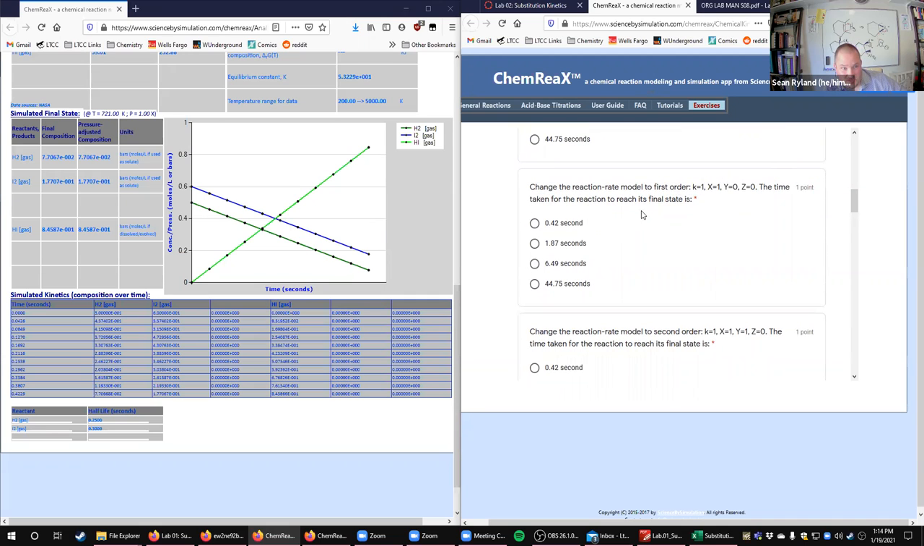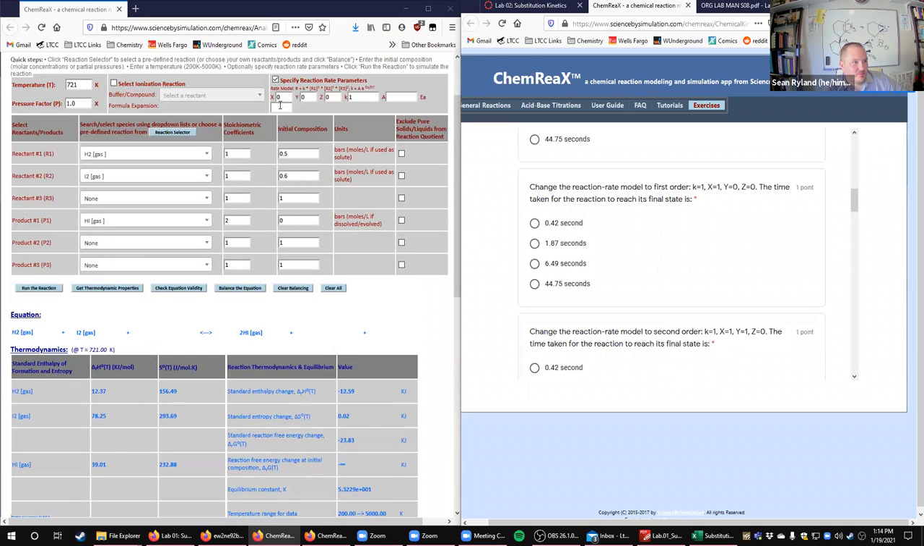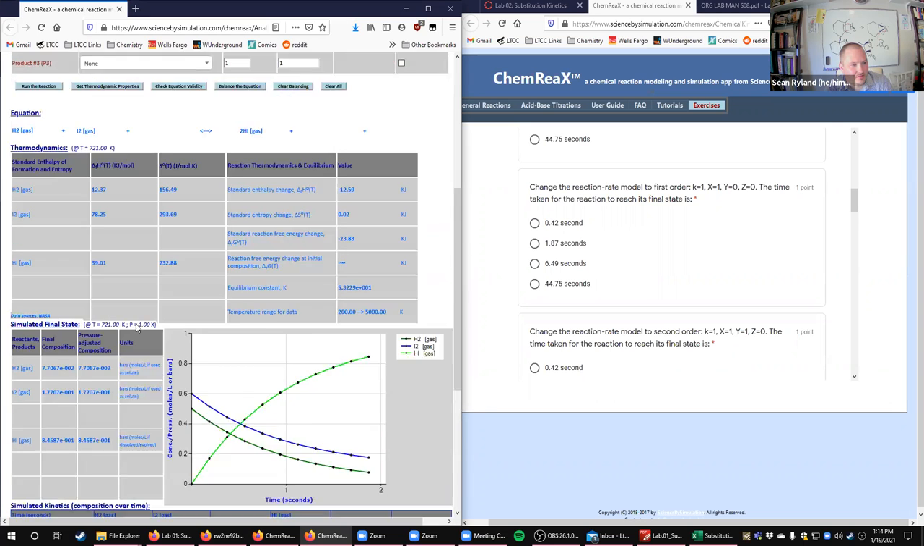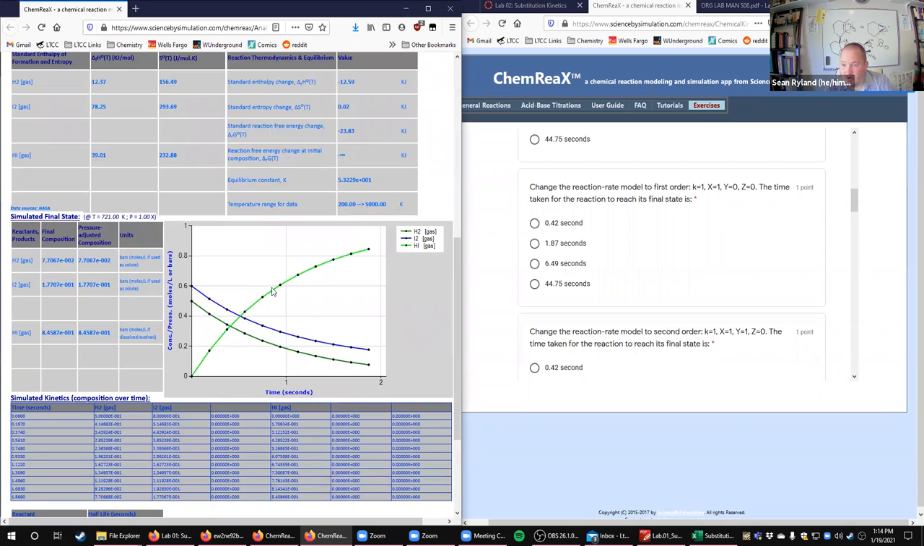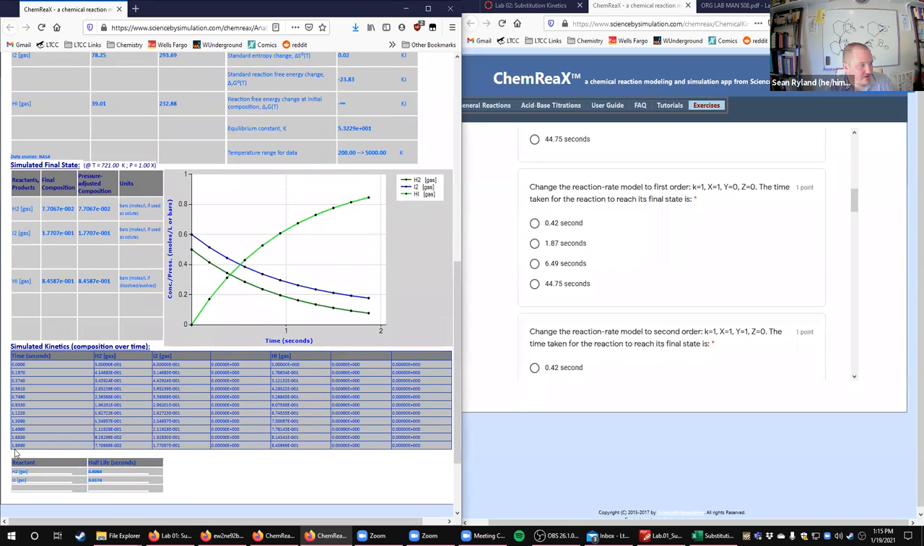And then it gives you pretty detailed instructions: here's what you do next. See what happens if you change it to a first order reaction. So we go up here and change X to 1. And then when we hit run the reaction, it's not zero order anymore, because now as the concentration of the hydrogen changes, that's going to affect the rate of the reaction. So we have a differential equation situation here. And so that's going to affect the time it takes to get to the final state as well.